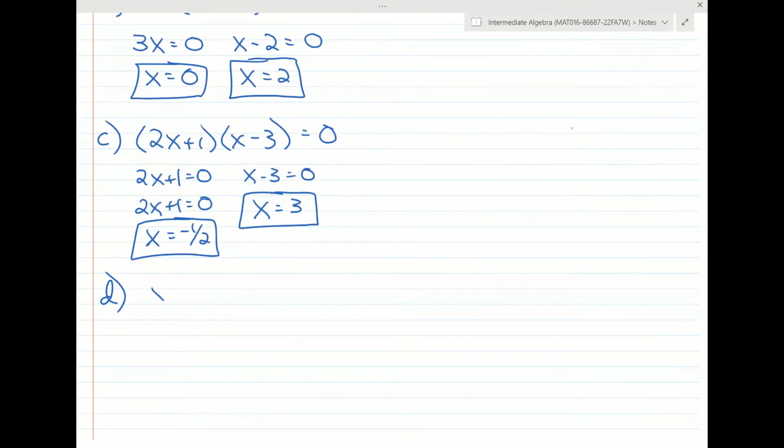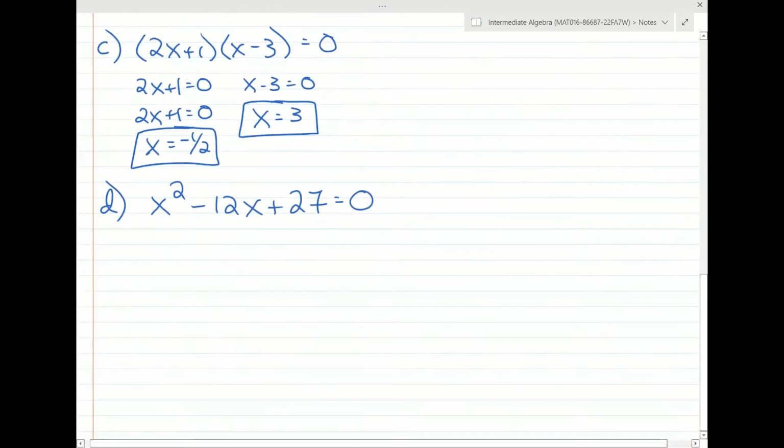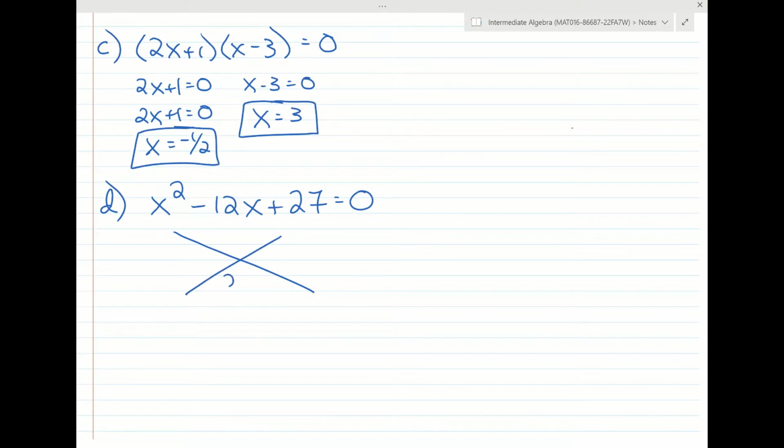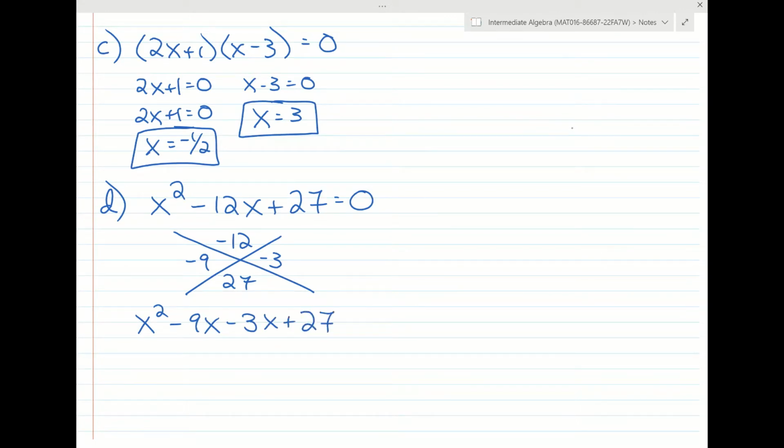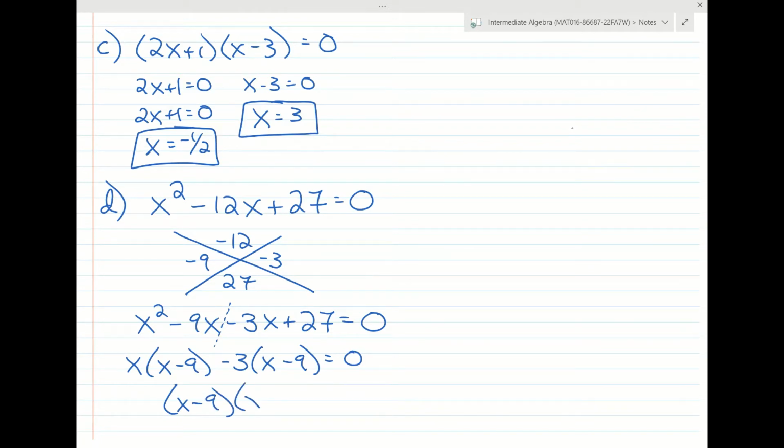So let's take a look at problems where we have to factor ourselves. So x squared minus 12x plus 27 is equal to 0. For a problem like this, we talked about factoring. We're looking for numbers that multiply to be 27 and add up to be negative 12. We could use negative 9 and negative 3. So factoring, we get x squared minus 9x minus 3x plus 27 is equal to 0. Cutting it down the middle, we take out an x and a negative 3. And we talked about how to factor in our previous lessons.